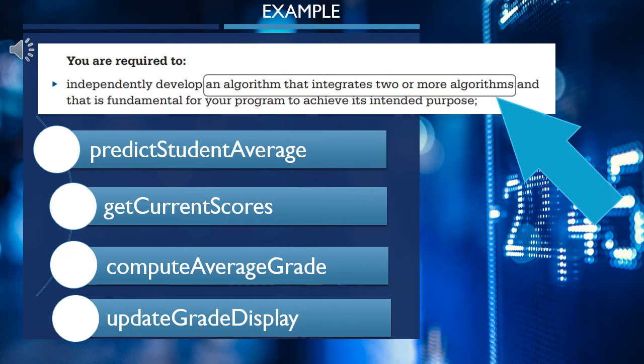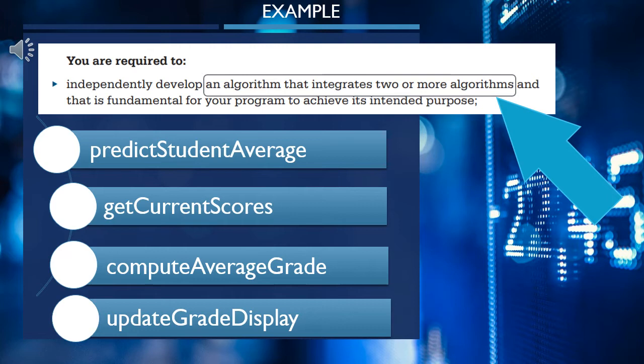Then I have to take those scores and compute the average grade using a formula. And then I need to update the app's display so that the user can see what the final grade would be. So there's my main algorithm, which is just predicting what the student's going to get for the year, and then three sub-algorithms are all working towards that task. So here we have an algorithm that integrates two or more other algorithms.